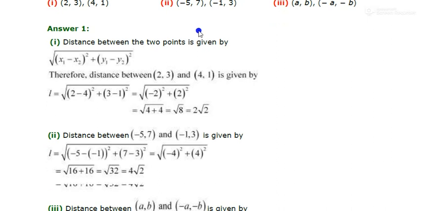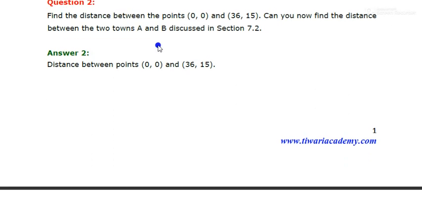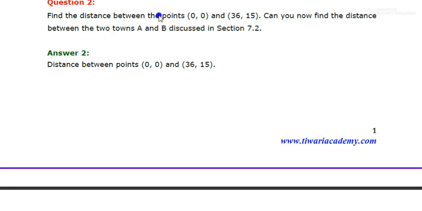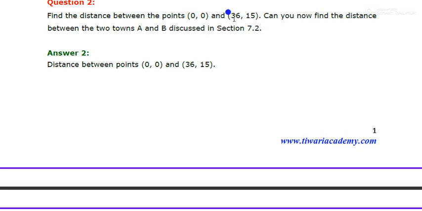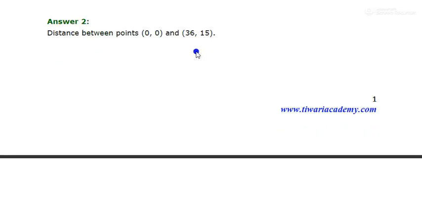Okay, now just go for question number second. See here what is given in question number second. Find the distance between the points 0 0 and 36 15. Again 2 points are given, 0 0 and 36 15. We can consider this 0 as x1 and this again 0 as y1, 36 as x2 and 15 as y2. Then again use the same formula, under root (x1 minus x2) whole square plus (y1 minus y2) whole square, so we can find the distance between these two given points.